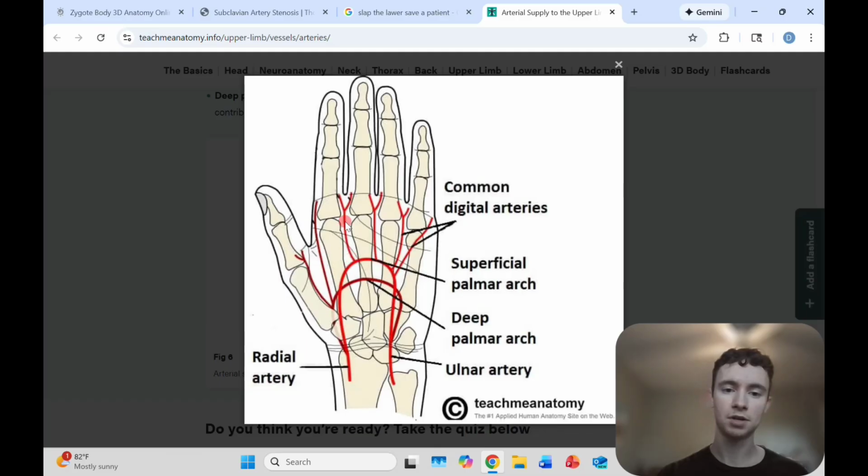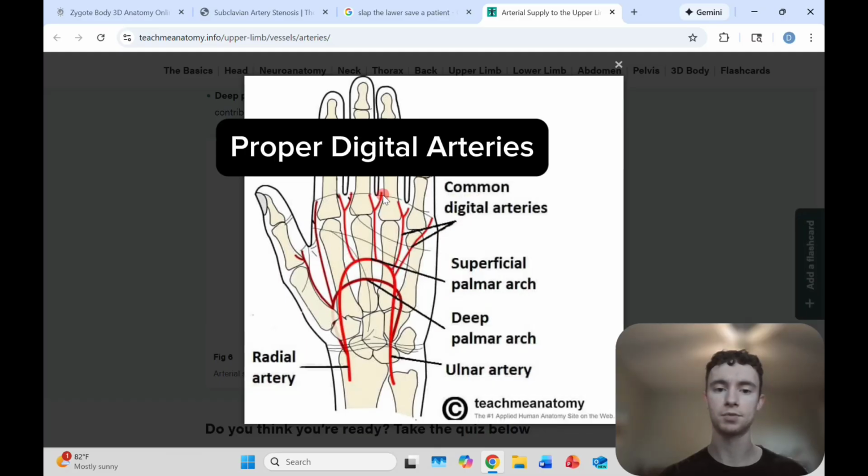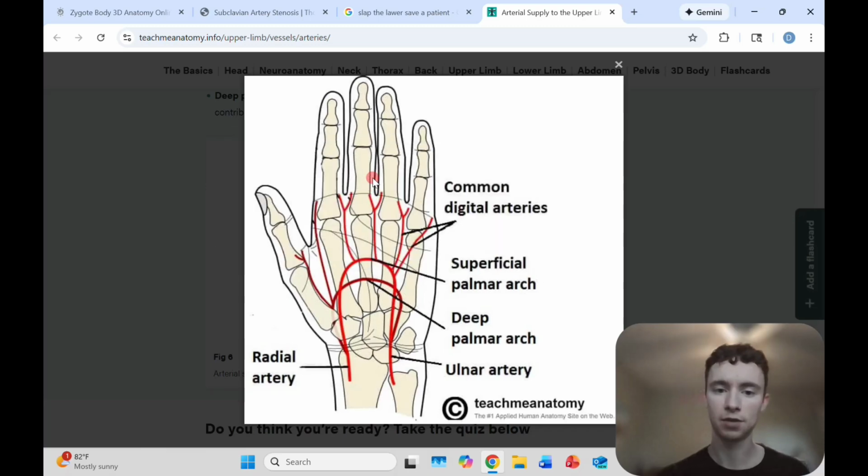And off of the arches come the common digital arteries, and then they split to form the proper digital arteries, which aren't labeled in the picture, but those will travel along the sides of the fingers and along the lateral aspects of each finger to make sure the hand is properly supplied with oxygen and nutrients.